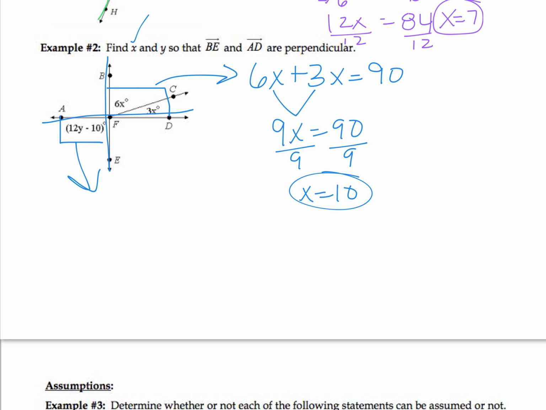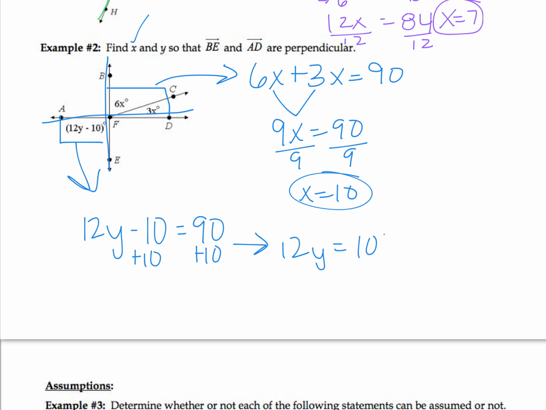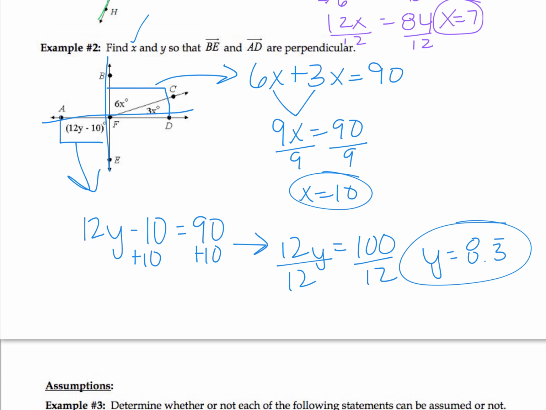Let's come over here. I have 12y minus 10. That whole thing is equal to 90. Add the 10 on each side. I get 12y equals 100. Divide out the 12 on each side. I get y equals 100 divided by 12. That's ugly. Well, it's 8.3 repeated, or 8 1/3 if you really want to write it that way. So that is how you solve those. We solve for x and y, assuming that BE and AD were perpendicular, making all of these 90 degrees. Cool.